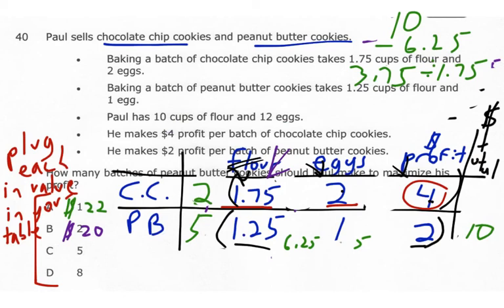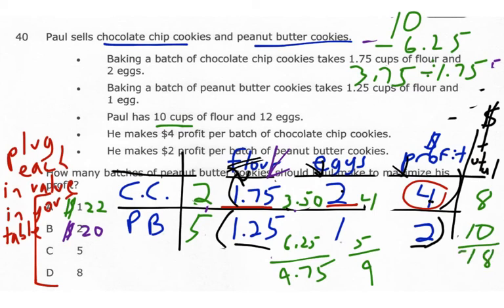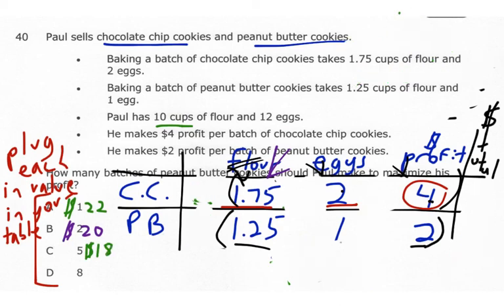2 times 1.75 gives me 3.50. Add up my flour now, and we get 9.75 cups we've used. We can use 10, so we're good. 2 times 2 eggs gives me 4 eggs. 4 plus 5 gives me 9. 2 times 4 for profit gives me 8. And I was right. My pattern continues that the more chocolate chip we use, the better. The more peanut butter we use, the worse. So that's only 18 bucks. And I'll try my last one just to make sure.